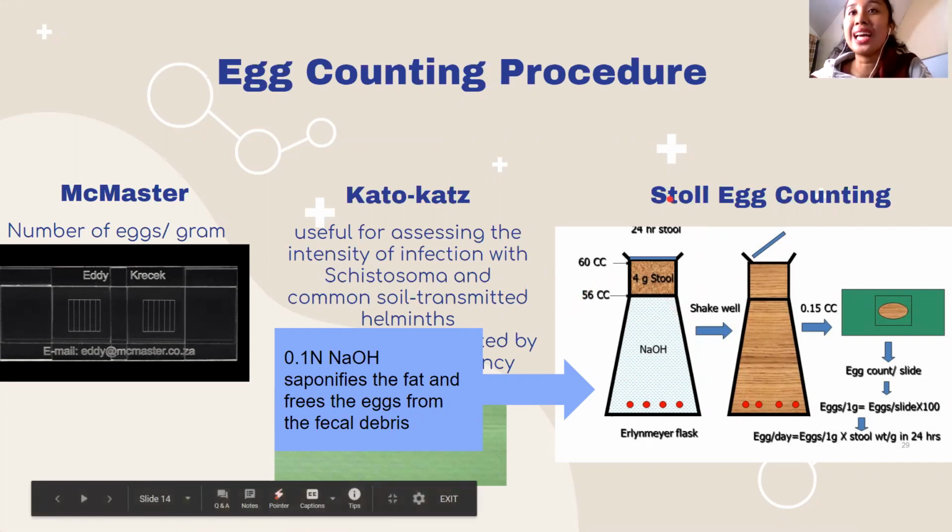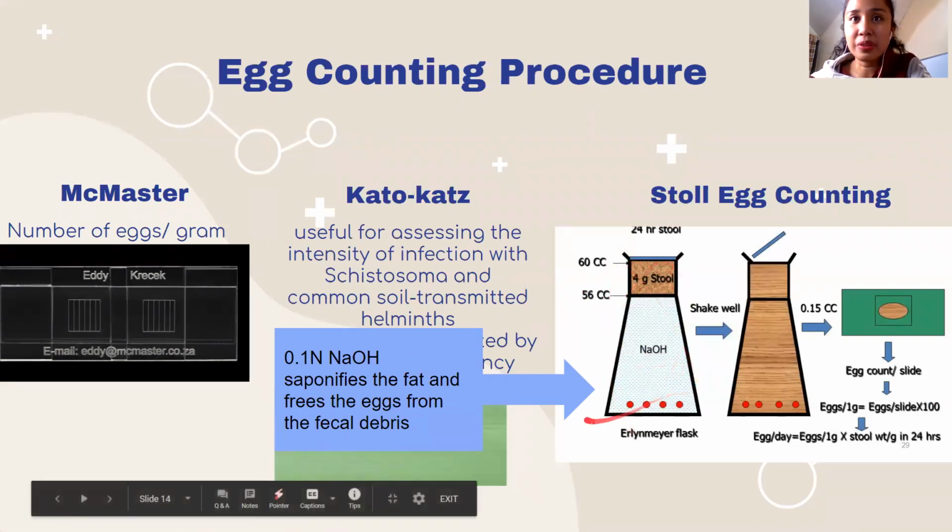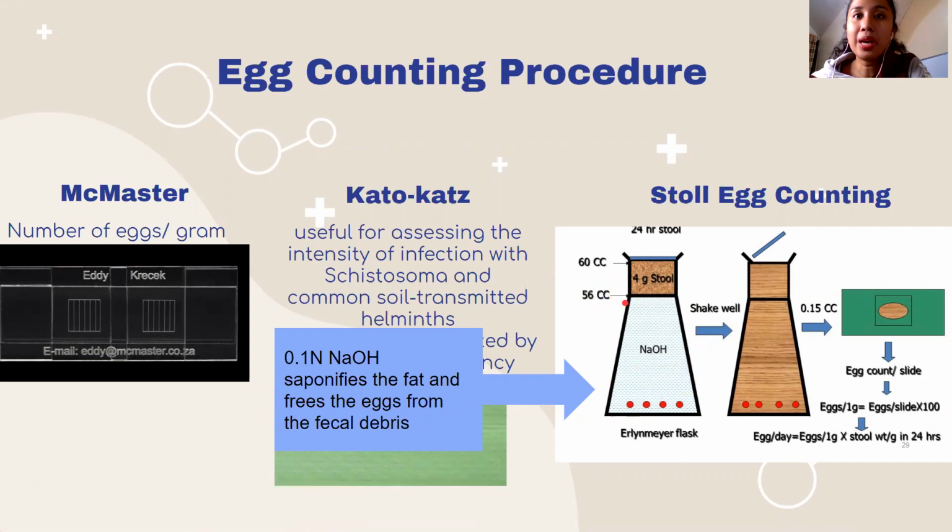Next class, we have Stoll egg counting. In your Stoll egg counting class, you get 4 grams of stool. And you get 56 ml of 0.1 normal sodium hydroxide. So if this is your Erlenmeyer, plus 56 ml of your 0.1 normal sodium hydroxide, and add 4 grams of stool. 24-hour stool.